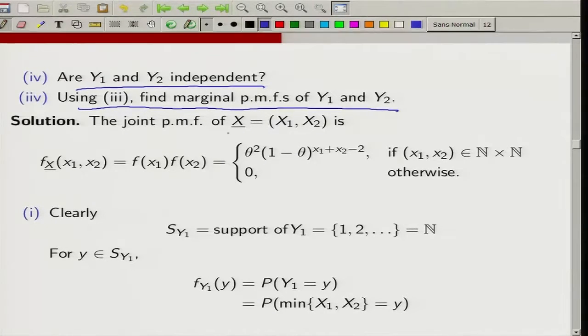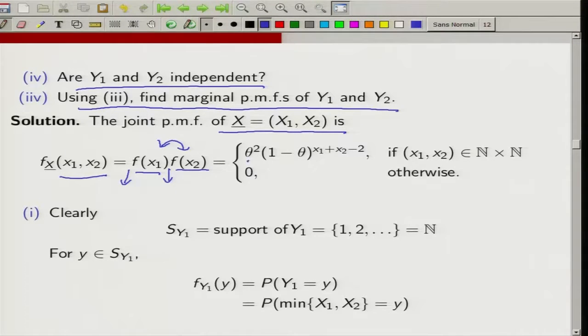Note that the joint PMF of X1, X2 would be f(x1) f(x2), because X1 and X2 are independent. That is why it is the product, and they are identically distributed, which is why the same f is coming. So, f(x1) times f(x2).